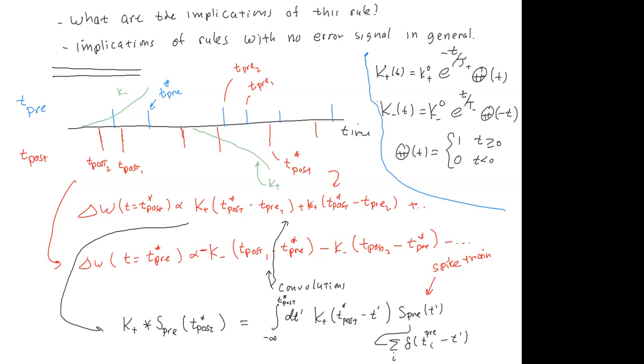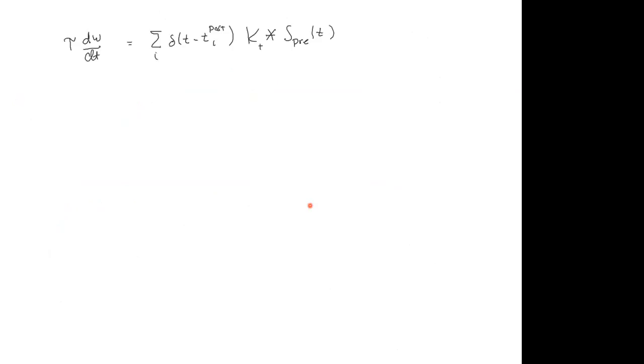Okay, I'm going to tell you a little bit about delta functions in a sec. And then minus the sum on I of delta of t minus t I post times K minus star S post, sorry, these are now presynaptic spikes, K minus star of S post of t.